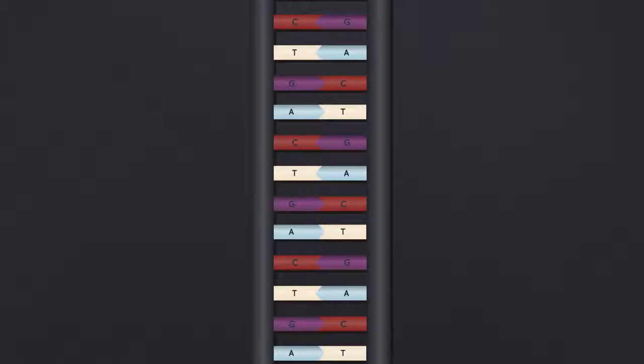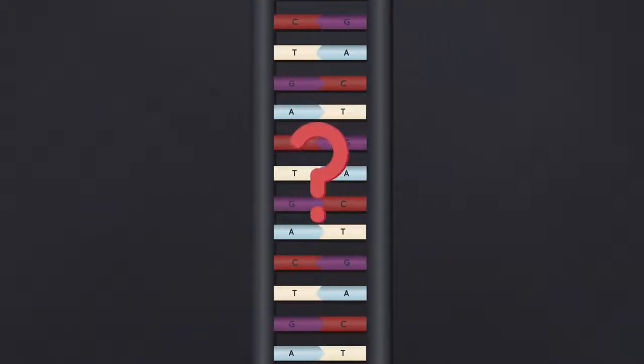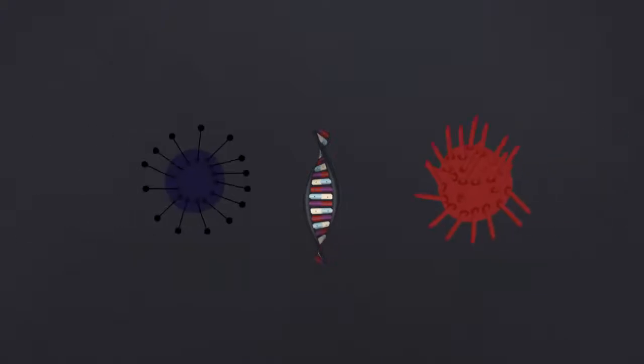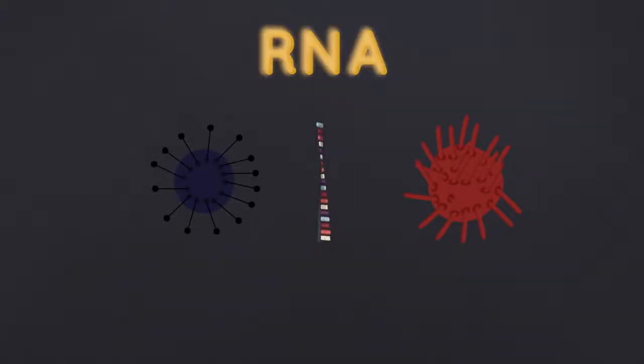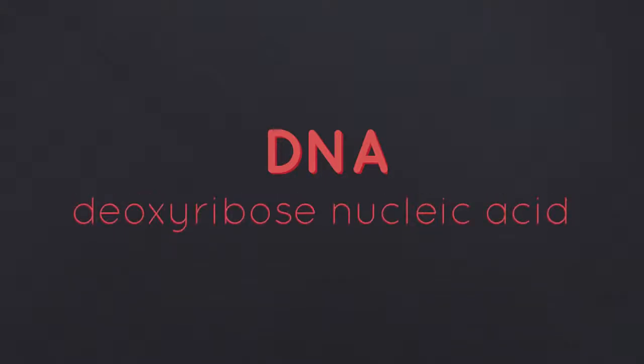In this video, we are going to learn about DNA, where it is found, what it actually is, and what it is made of. All living things have DNA, or in the case of some viruses, they have RNA instead. DNA stands for deoxyribonucleic acid. Let's start with where it is found.